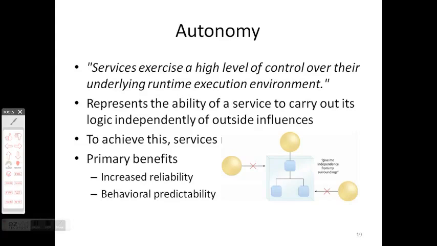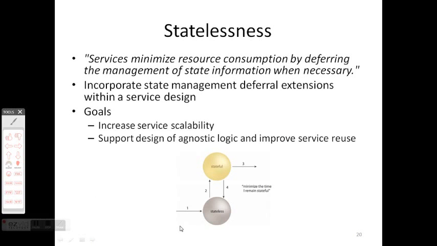Primary benefits are increased reliability and behavior predictability. That means when you know how a service works, you rely on that knowledge. Statelessness is about a service minimizing resource consumption by deferring the management of state information when necessary. That means a service manages its own state and does not share it with other components, other services, or perhaps the service user.